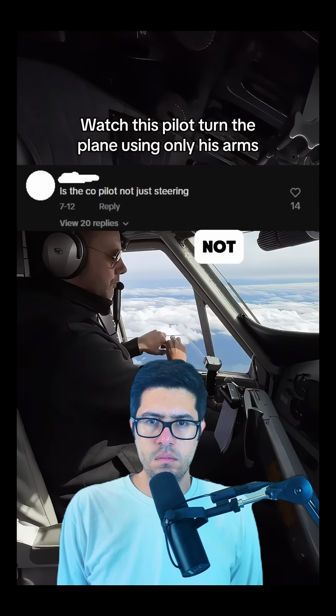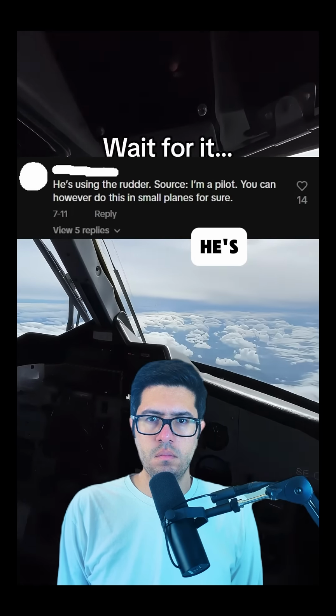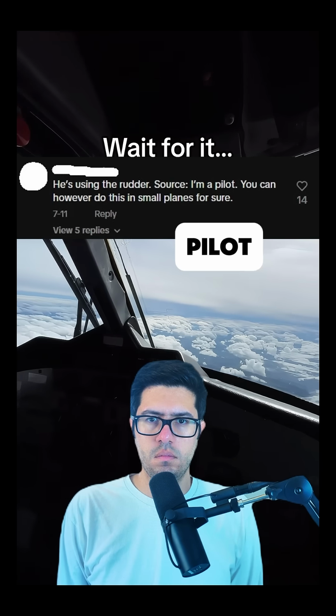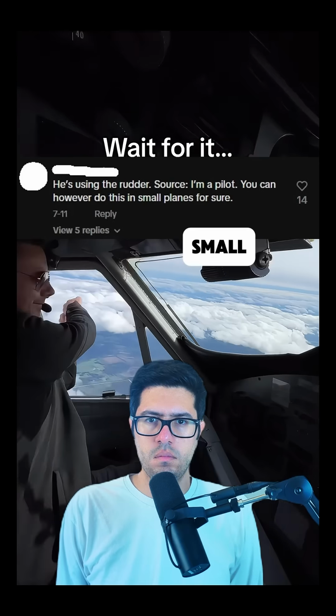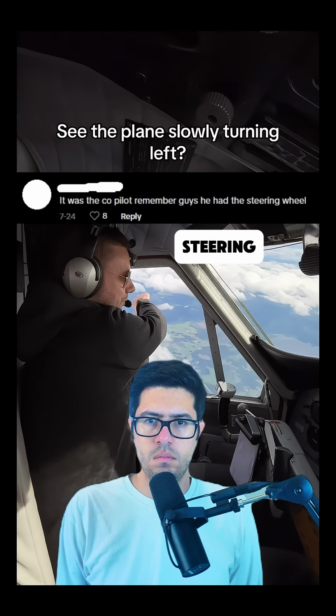The co-pilot, not just steering? I do believe he is using the pedals. He's using the rudder. Source, I'm a pilot. You can however do this in small planes for sure. It was the co-pilot. Remember, guys, he had the steering wheel.